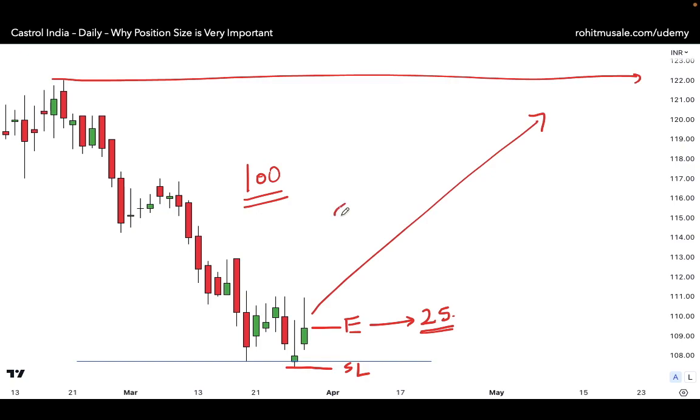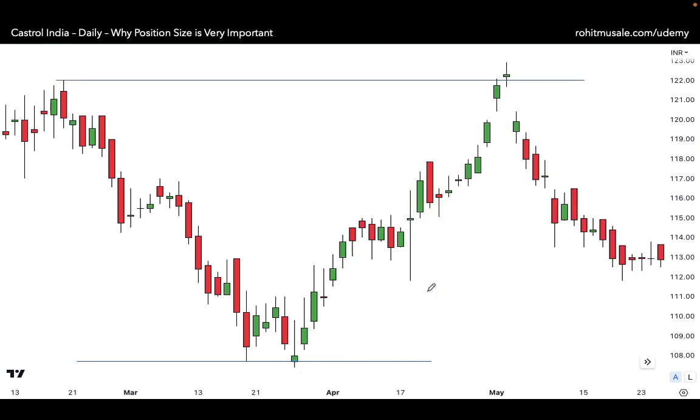So I can do something called scaling in. Some people call it pyramiding also, where you add to the position as the market keeps confirming your view. So here I buy 25 shares and look what happens. At the close of this candle, I could add 75 more shares. So I am giving away on the reward to risk ratio. When I am buying here, my entry is here, my stop loss is here.